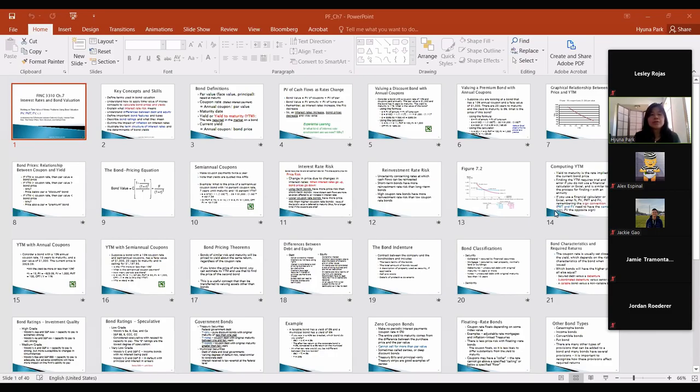Okay. So in chapter six, let's go back to chapter seven. Chapter seven has two parts. The first part is about bond calculations. Basically, bond calculations are time value of money: an annuity calculation plus one lump sum payment.